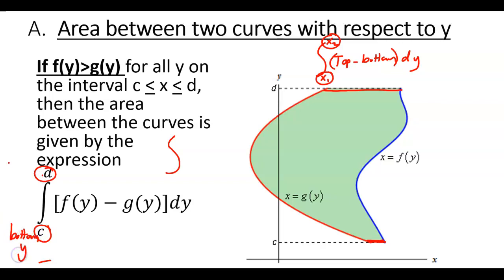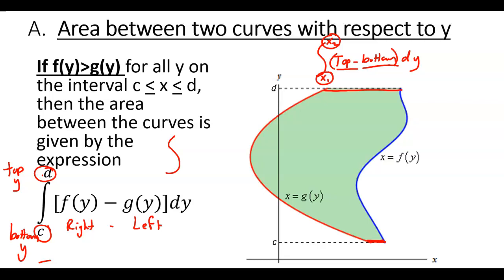Bottom y, top y. Those are your limits. And also, instead of doing top function minus bottom function, look at those graphs. You can't really say one's on top and one's on bottom, right? It's more like right and left, isn't it? So in this case, it's the right function minus the left function. Right is bigger than left in math, so we do right minus left. But other than that, it's the same.